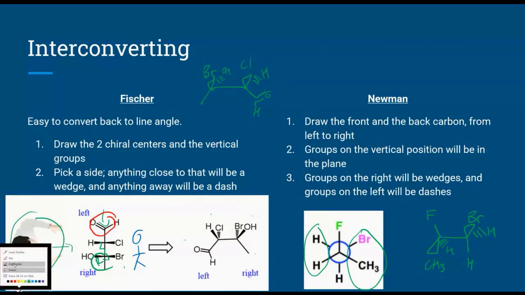Now if we move over to this line angle, if we're looking at it from this way, we see bromine, OH, like that. So it's 1, 2, 3. It's still R. I'm sort of putting my eye up here. I'm looking at it from a bird's eye view. Okay. Does that make sense for everyone?